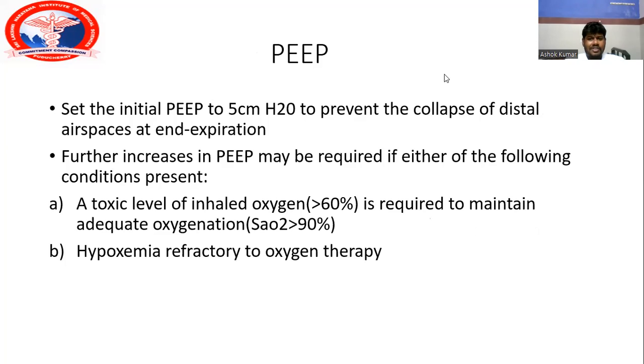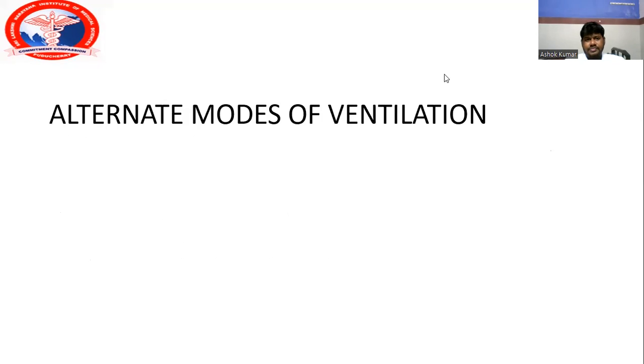Further increase in PEEP is required in the following conditions. A toxic level of oxygen is required, for example, more than 60% is required to maintain saturation above 90% for adequate oxygenation. Or hypoxemia refractory to oxygen therapy, in conditions like ARDS, acute respiratory distress syndrome.